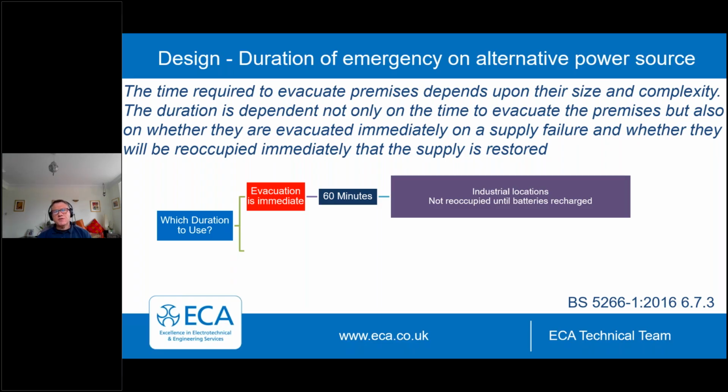The duration is dependent not only on the time to evacuate the premises, but also on whether they will be reoccupied immediately after the supply is restored, and that's a really key function. If you are only using the 60 minutes, don't forget 60 minutes is considered to be the bare minimum. So in order to use the premises again, we need to ensure that we've got 60 minutes back in the system. If you are going to be using a 60-minute duration emergency lighting system, we need to stay outside until the batteries are fully recharged, and then we're allowed to go back in.